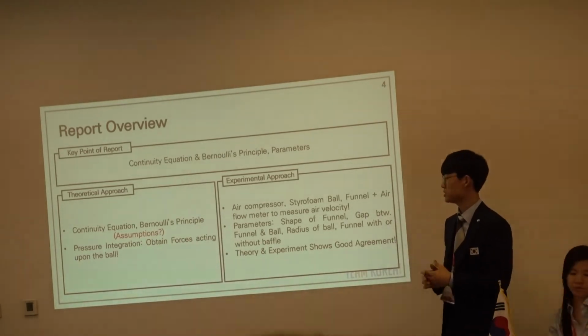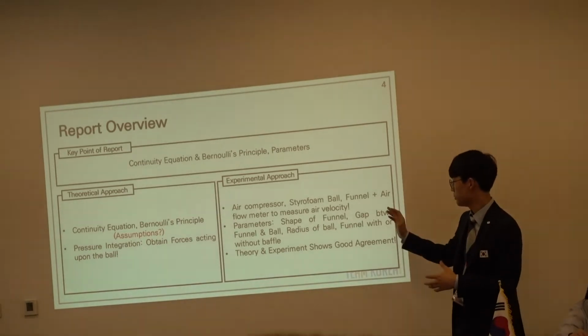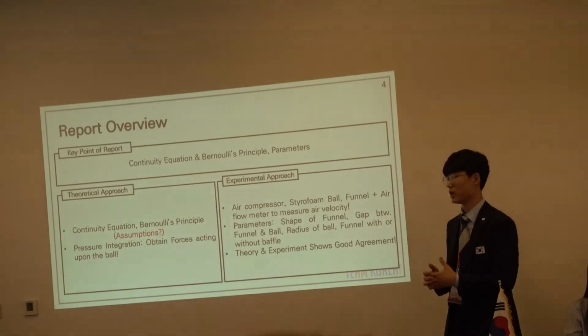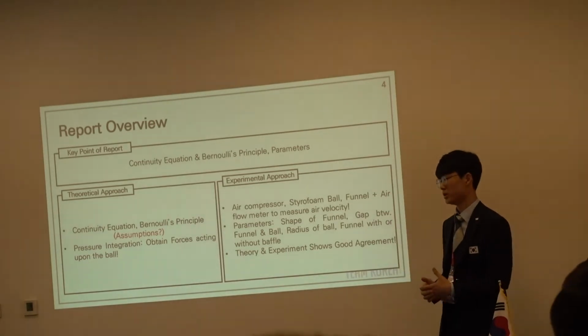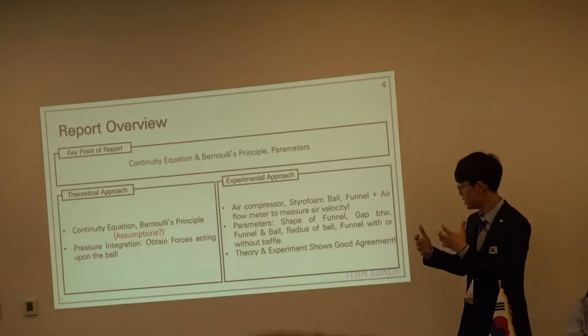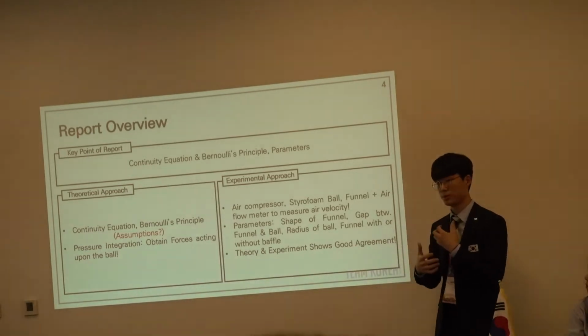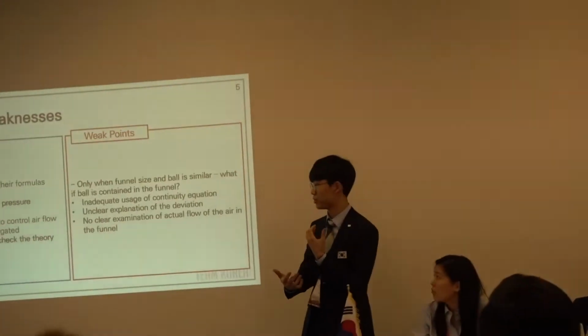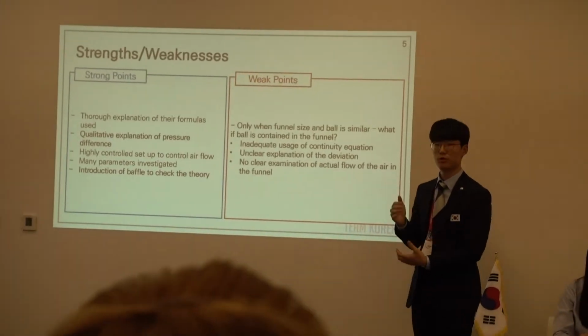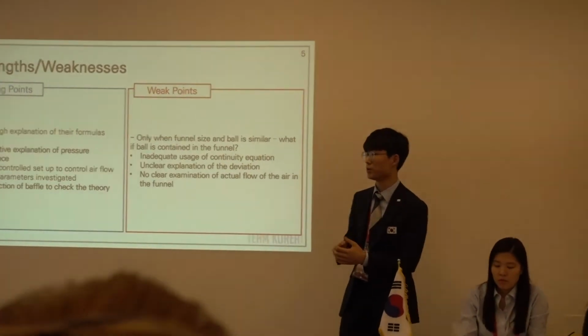And the parameters they actually used were firstly the shape of the funnel, and the gap between the funnel and the ball. Next, the radius of the ball that they use, and next the funnel with or without the baffle. And next, they showed the theory and experiment and showed the empirical match, and also they went through the error analysis. And next thing, moving on to the strengths and weaknesses of the reporter's report.